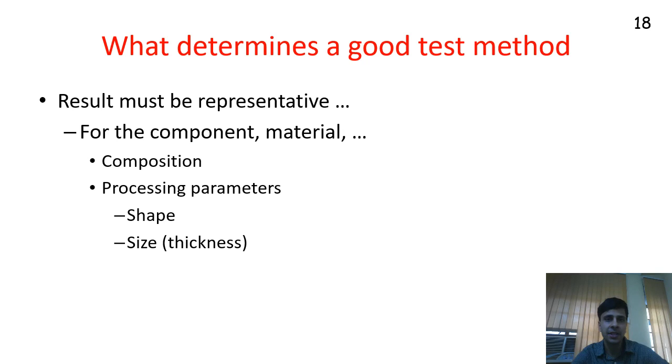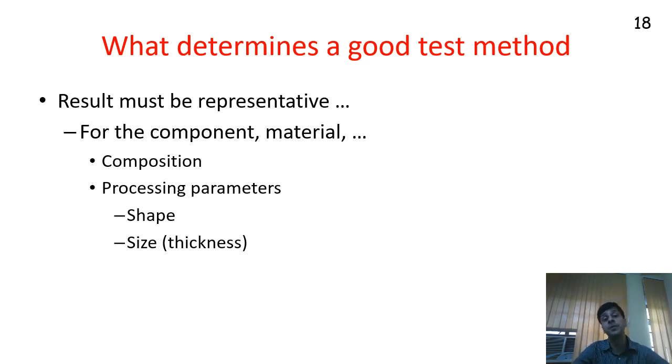So the next question is, what determines a good test method? The first important condition that every test must satisfy is that the result must be representative. It must be representative for the component. For example, if you say that 50% carbon fiber and matrix was used and this is the property, then your property must be representative for 50%. Anybody who tests 50% carbon fiber and that same matrix should get the same property.